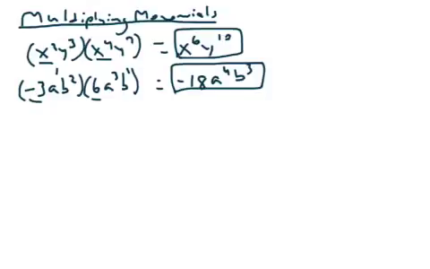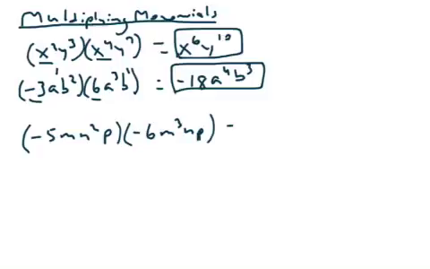So you can have big old monomials multiplying other monomials. I'll give you one more here. So let's do negative 5 mn squared p times negative 6 m cubed np. And I'd ask you guys to multiply and get that product. So again, numbers with numbers, letters with letters. Make sure of your signs, like always when you're multiplying signed numbers. So a negative times a negative is a positive. So I've got positive 30.